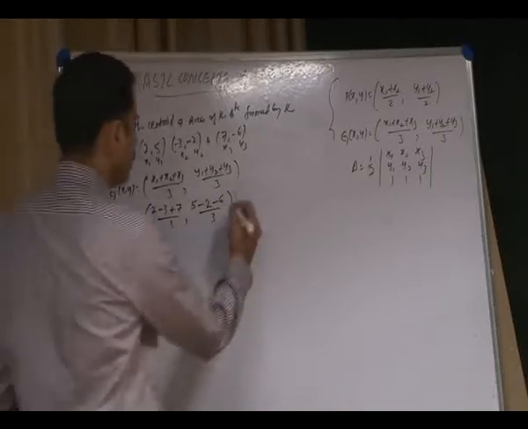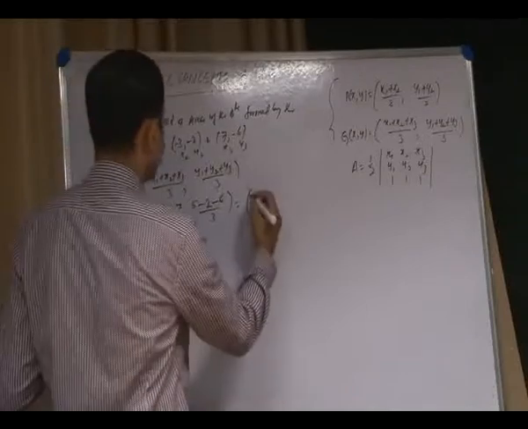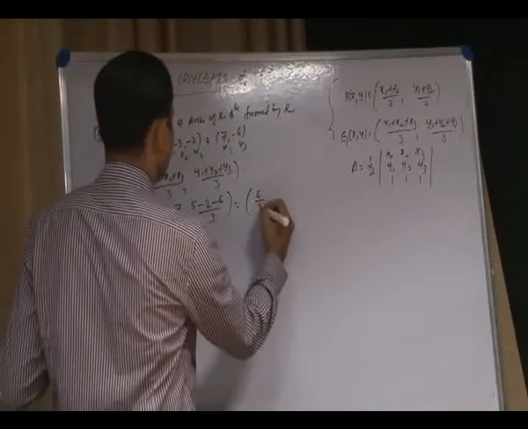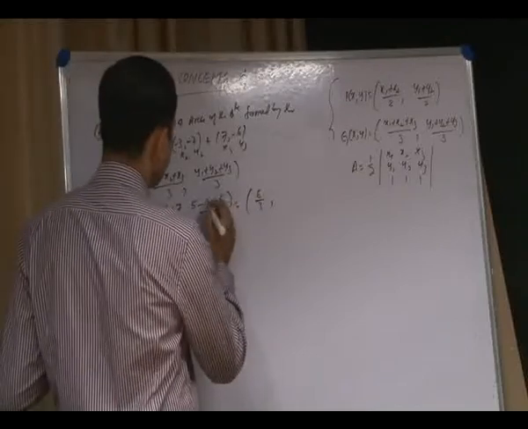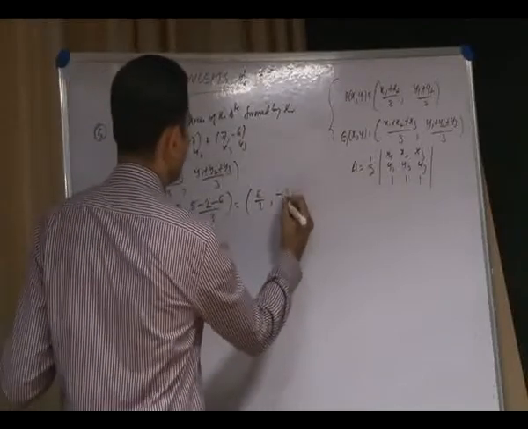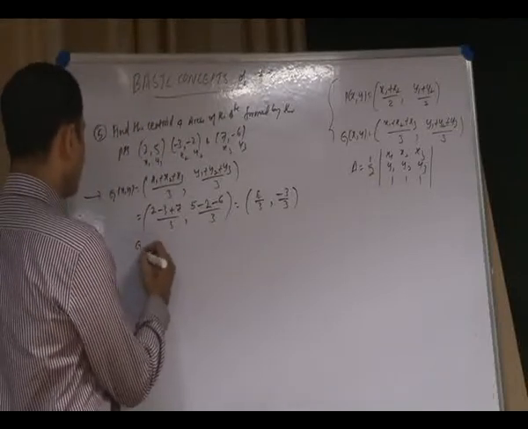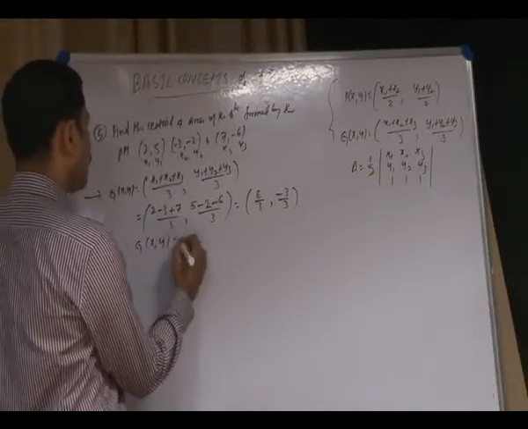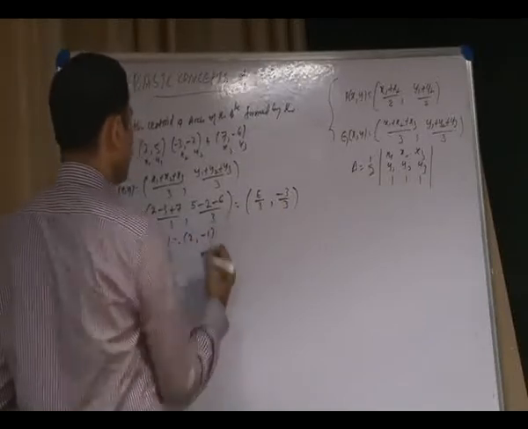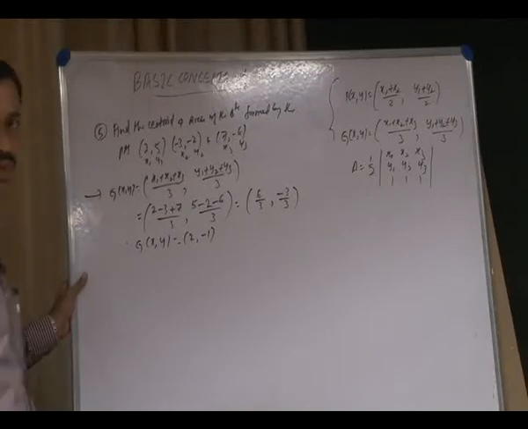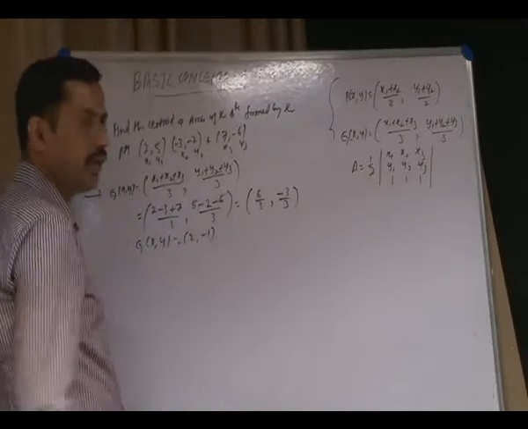So that we get 2 minus 3 is minus 1, plus 7 is plus 6, divided by 3. 5 minus 2 is 3, minus 3 minus 6 is minus 3, divided by 3. Therefore, we get the coordinates of centroid G(x, y), dividing by 3, we get 2 comma minus 1. So, that is the coordinates of the centroid of a triangle.